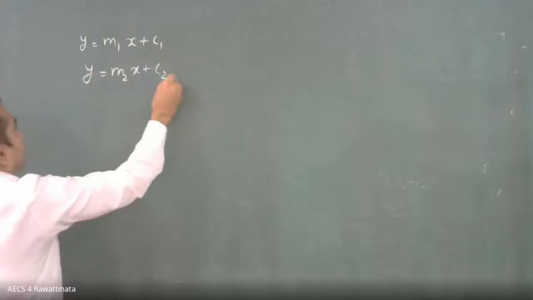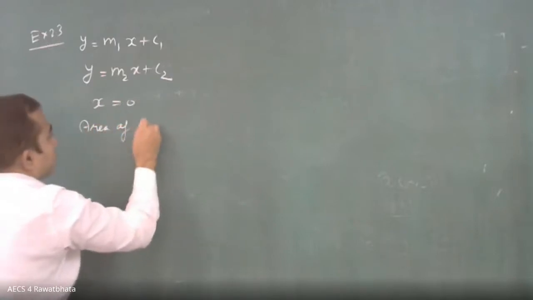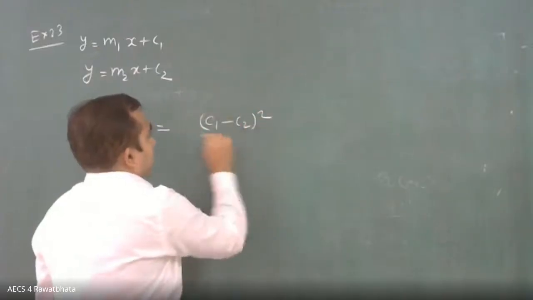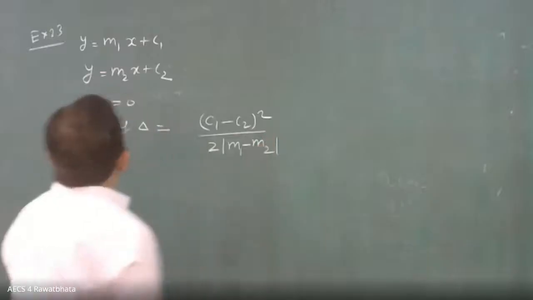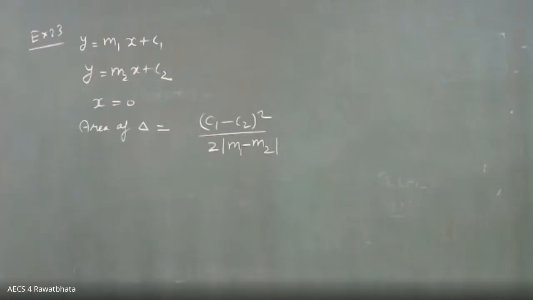Okay, what is the third equation? x equals 0. So the area of the triangle formed by them, how much is to be proved? (c1 minus c2) whole square upon 2 modulus of (m1 minus m2). How to do it? Sir, first we will make its figure. Yes, graph, let us draw.